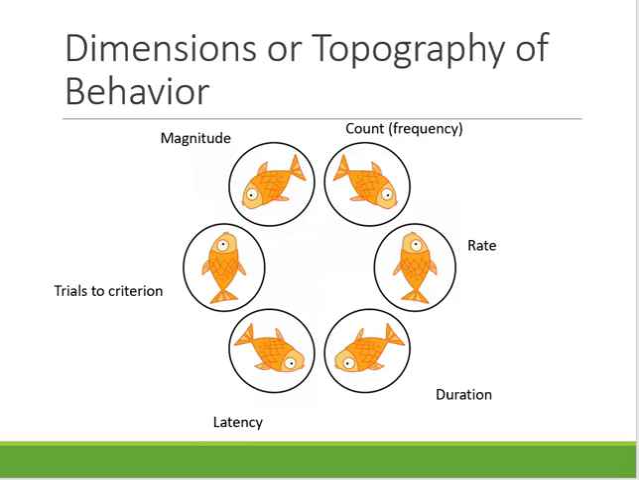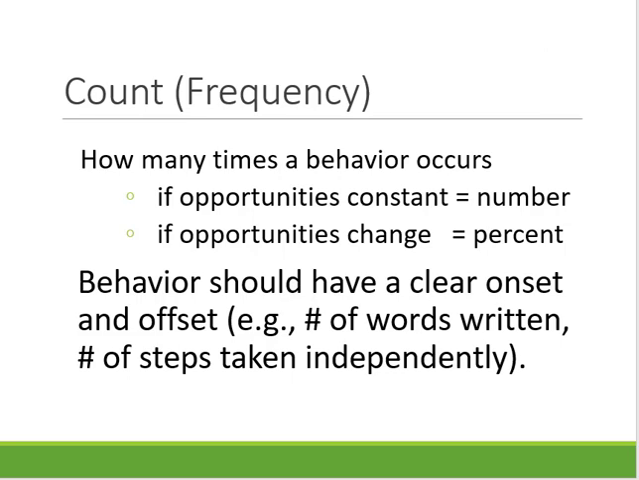6 categories represent the dimensions of behavior: count, frequency, rate, duration, latency, trials to criterion, magnitude. On the slide, 6 circles are positioned to form a larger circle. Inside each circle is the image of a single goldfish. Count, or frequency, is how many times a behavior occurs. If the number of opportunities are constant across trials, then use a number to record the count. If the number of opportunities change across trials, then record count using a percentage.